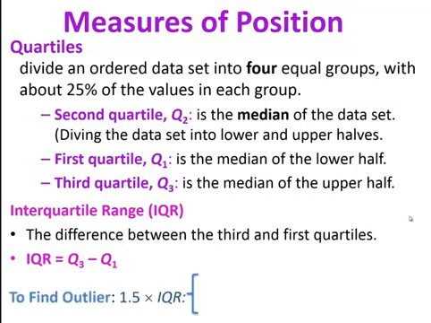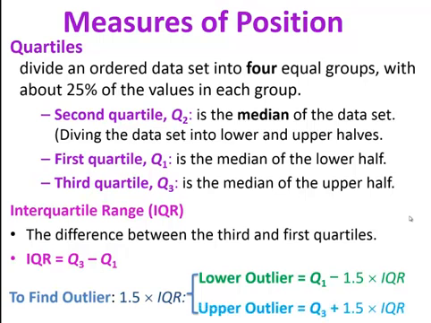To find outliers, you'll use this formula. You're going to want 1.5 times that interquartile range. To find the lower outlier, you're going to take the first quartile and subtract the value you found by multiplying 1.5 times the interquartile range. To find the upper outliers, it will equal the third quartile plus 1.5 times the interquartile range.